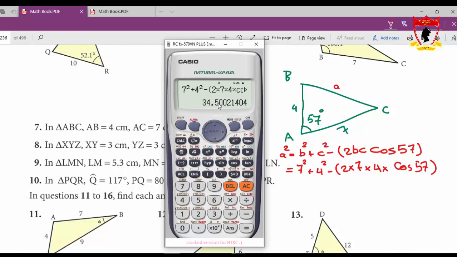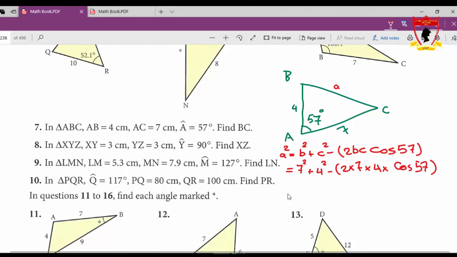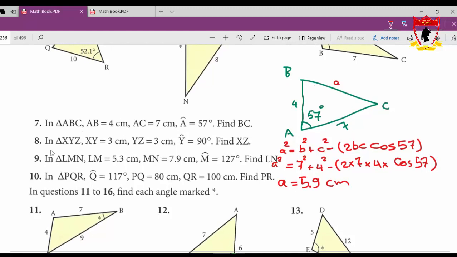We got 34.50. This is A square. What about just A? Just A is the square root of the result, which is 5.87. It's nearly 5.9. This is A square. So A is nearly 5.9 centimeters. Similarly, you can do the rest by just sketching a triangle freehand, roughly, without using ruler, just to help you place the given sides and the given angles in their correct place.